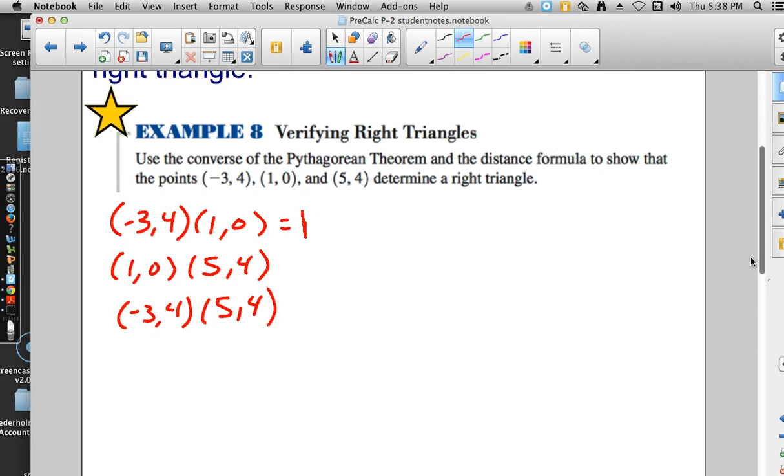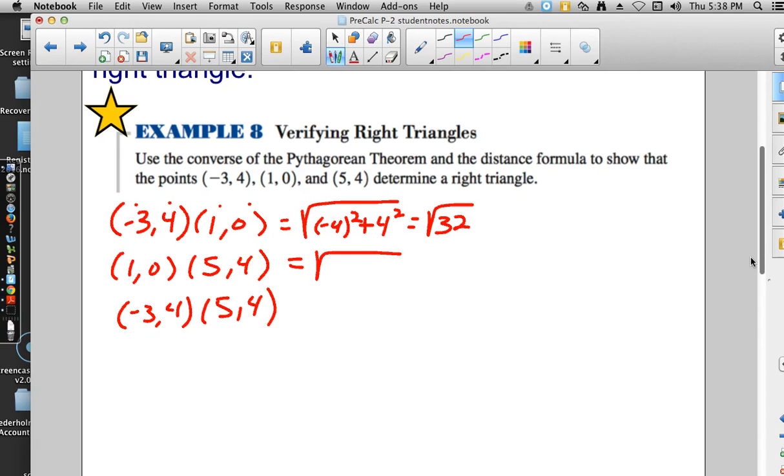So, square root here, we'll do a little math in our head. Negative 3 minus 1 is negative 4 squared, and 4 minus 0 is 4 squared. Well, that's going to be 16 plus 16, which is the square root of 32. And because of what I'm going to do with that, I don't have to simplify it even if I want to. What I'm going to do in the Pythagorean theorem is square all this good stuff, so I'd just leave it. I'm going to use it for something else.